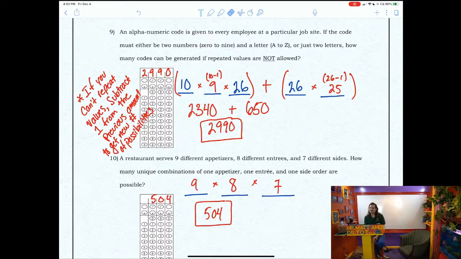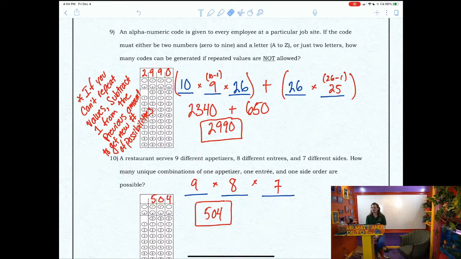So in the first code, the code can either be 2 numbers and a letter or just 2 letters. So for the first 2 numbers, at first I have all 10 digits, 0 through 9, to work with or to choose from. But when I go to the second number, the second actual numeric value, then I can no longer use the value that I used for the first position. So in that case, now I'd have 10 minus 1 or 9 possible values to use. And then I have just 1 letter, so I have the full 26 letters in the alphabet to choose from.